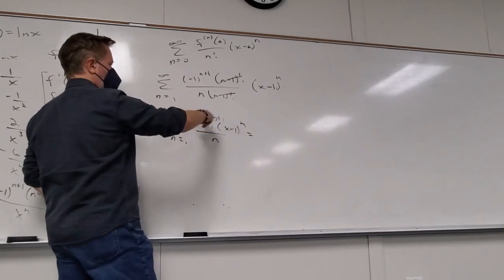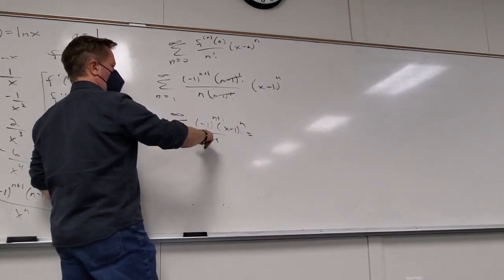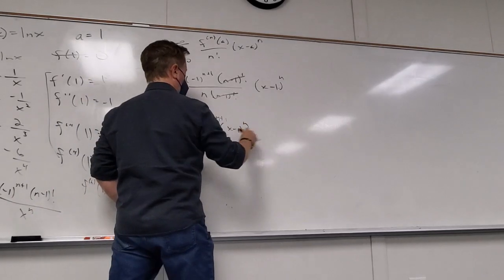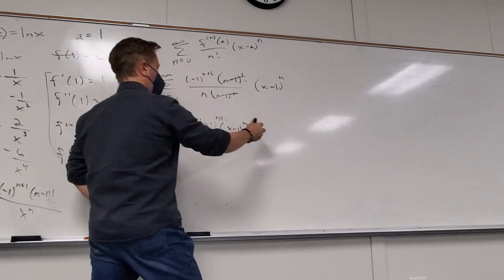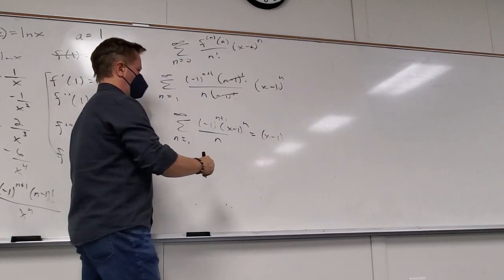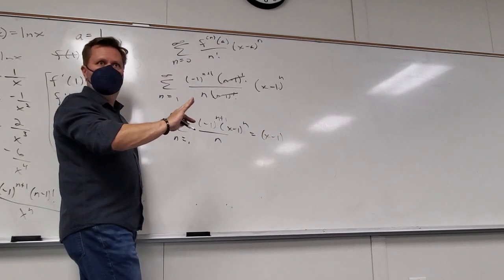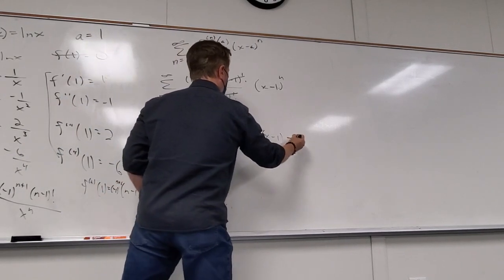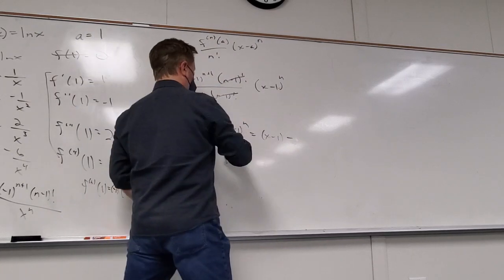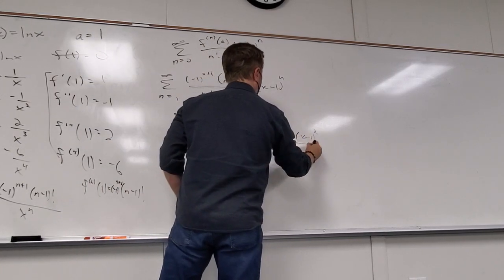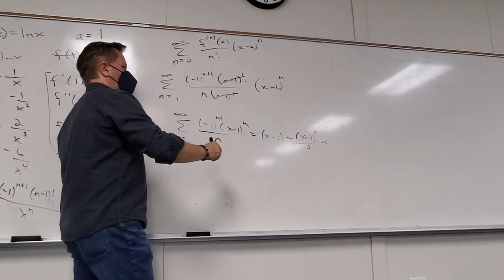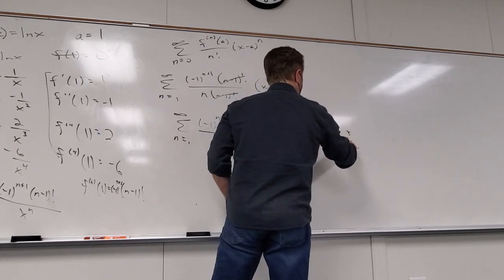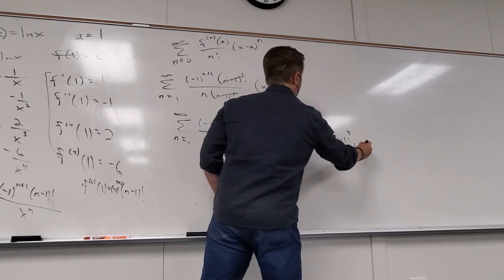So when n is 1, what do I get here? Then 1 squared, x minus 1 to the first over 1, right? So I get x minus 1. Minus, right? When n is 2, I'll get x minus 1 squared over 2, plus, when n is 3, I'll get x minus 1 cubed over 3, and so on.